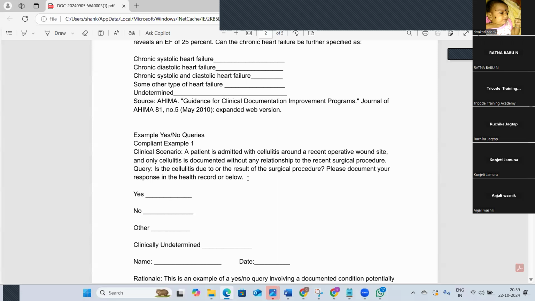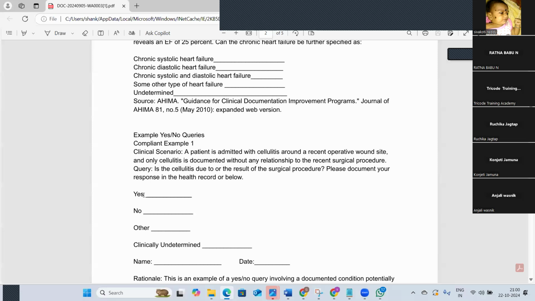We can also use multiple options for this query, but here we opted for a yes or no query only. So that way you can ask, is this cellulitis due to the result of the surgical procedure? Please document your response in the record below. If he mentions yes, we can take it as a relationship between the surgical procedure and the cellulitis. Understand, right? It's nothing but our convenience.